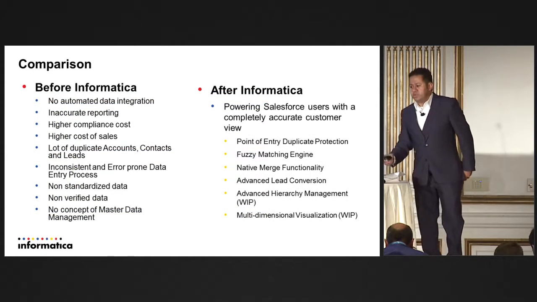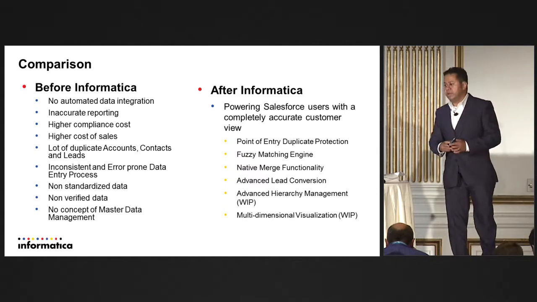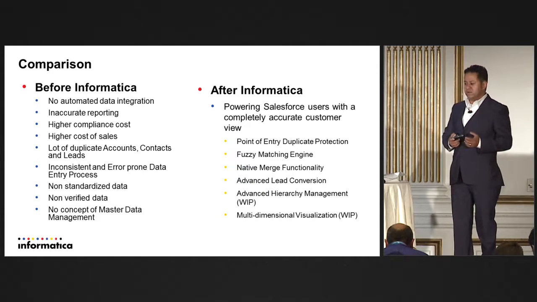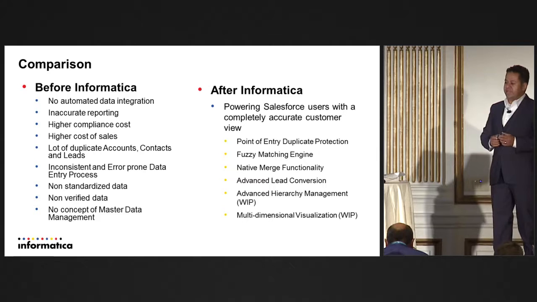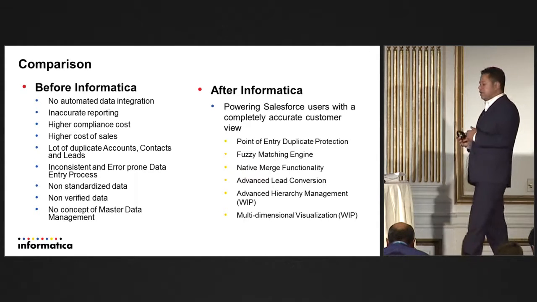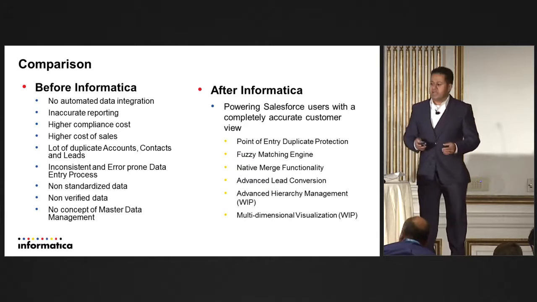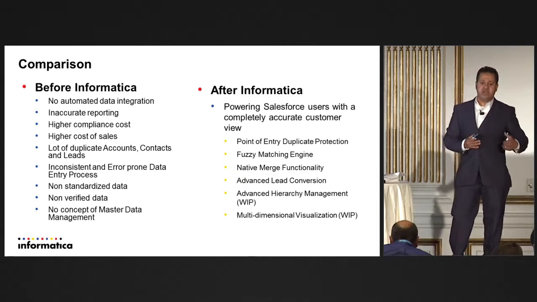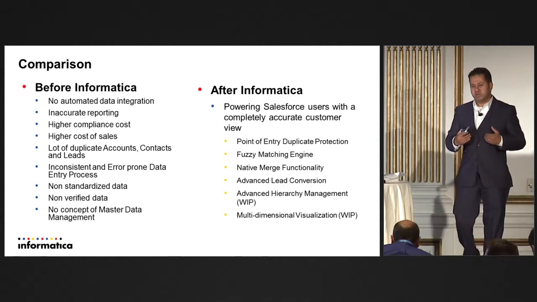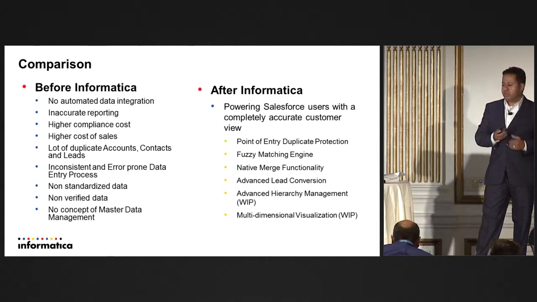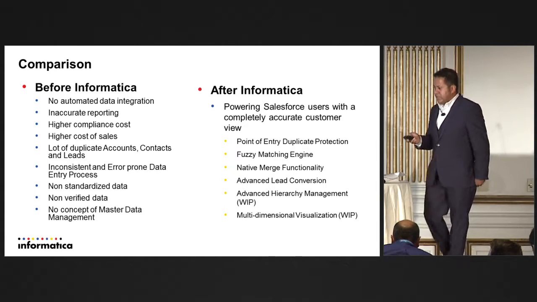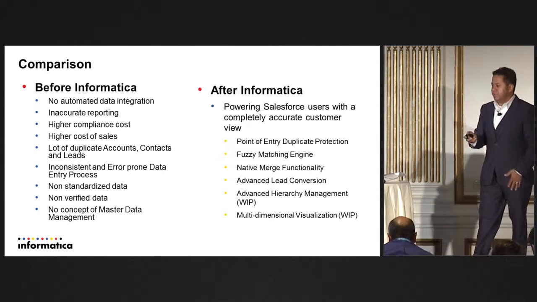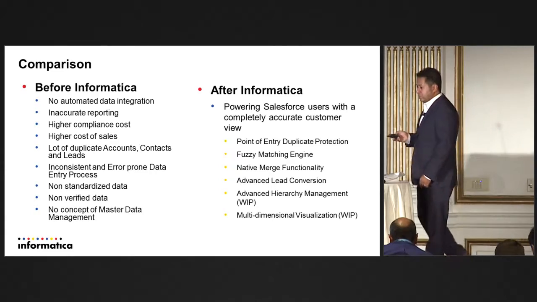So some of the comparison I wanted to talk about real quick. Before Informatica: no automated data integration, inaccurate reporting, higher compliance costs, higher costs, a lot of duplicate accounts, contacts and leads, no standardized data, no concept of master data management. After Informatica, we introduced point of entry duplicate protection. So remember, we talked about it from the very get-go. We are going to prevent duplicates getting into our system versus curing it afterward. The fuzzy matching engine also helps, side by side, record to record, to find a match and remediate any duplicate found.